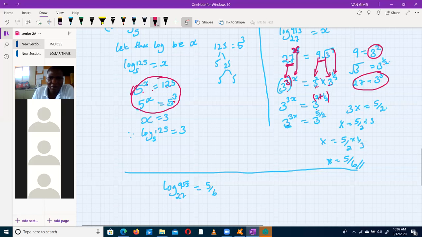Then here, 3 is equal to 3, so 3 to the power 3x is equal to 3 to the power 5 over 2. If the bases are the same, then the powers should also be the same. That's why we're equating 3x equals 5 over 2. Then we divided by 3 on both sides, and we ended up with x equals 5 over 6.